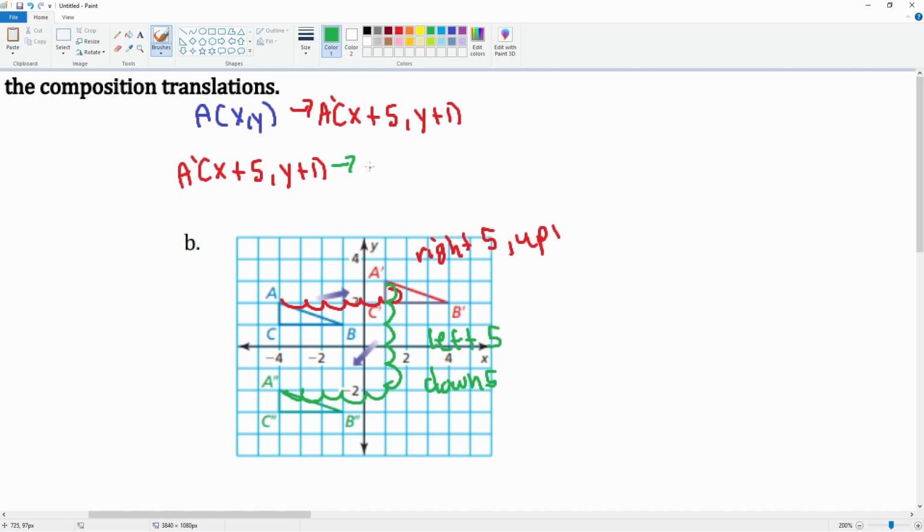Okay. So a double prime would be X plus 5, which is left 5. So X plus 5 minus 5. That is a plus, let's see, plus 0. So we can just leave it as that. Okay, and then down 5, which is Y plus 1 minus 5. That would be a minus 4. Okay, so that would be the transformation. That means that from the blue to the green, we're just going down 4 units.